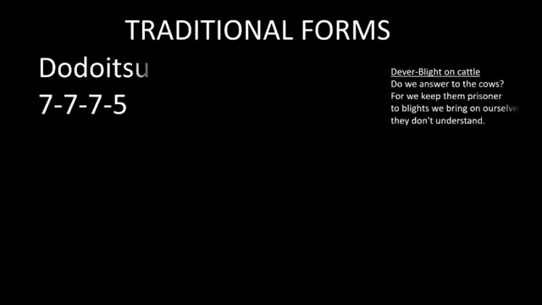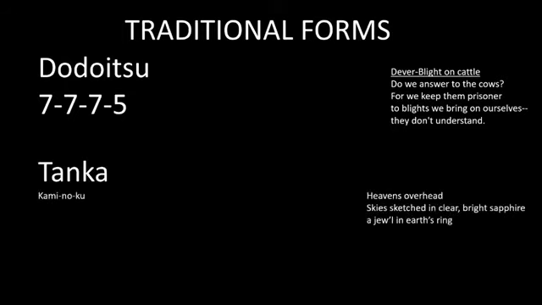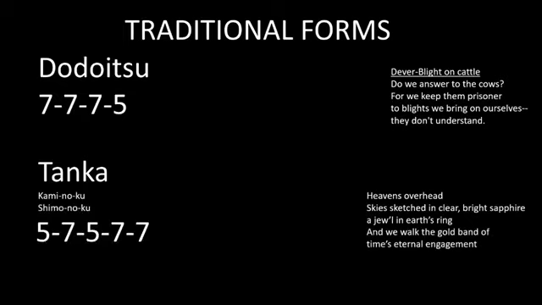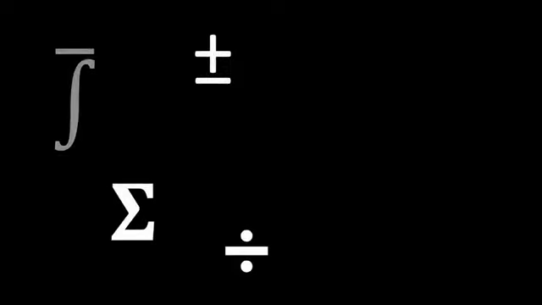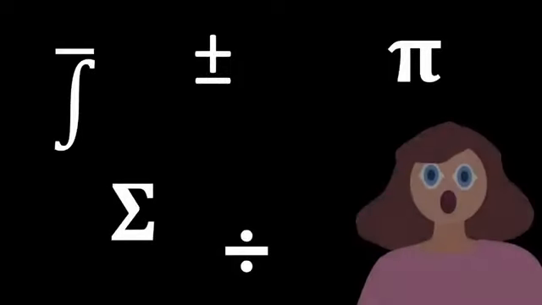But the haiku isn't the only syllabic form. There are other traditional Japanese forms, like the dodoitsu, which has 26 syllables in a 7-7-7-5 pattern, or the tanka, which is a haiku called the upper phrase or kaminoku, followed by two 7-syllable lines called the lower phrase or the shimonoku. So you have a pattern of 5-7-5-7-7. But there are also modern forms originating in English, and just for fun, I thought we could take a look at two of them that are based on math concepts.